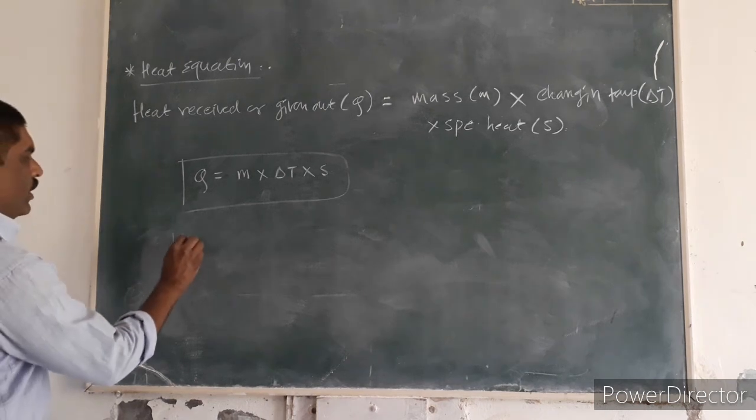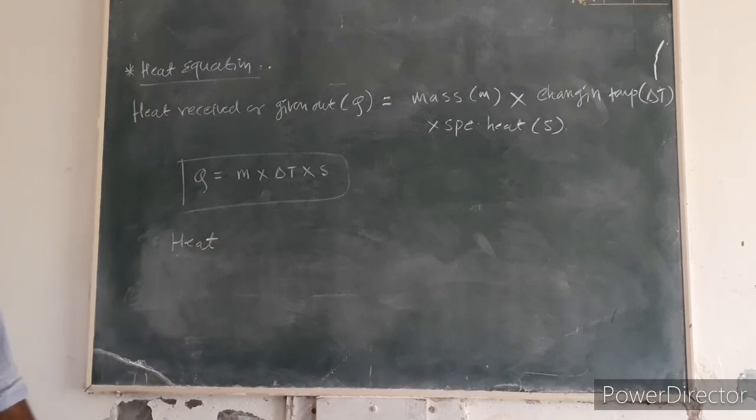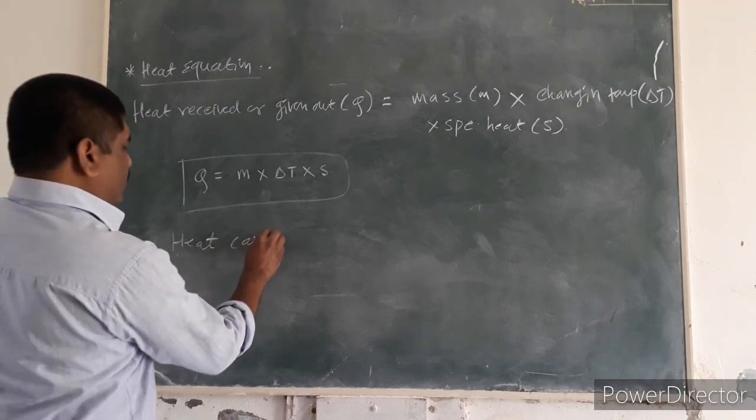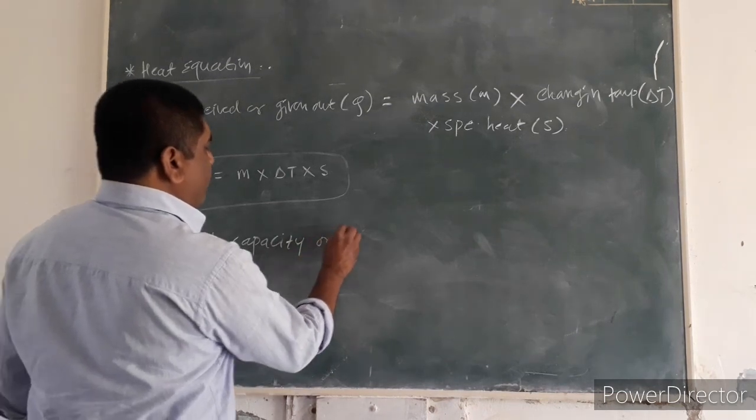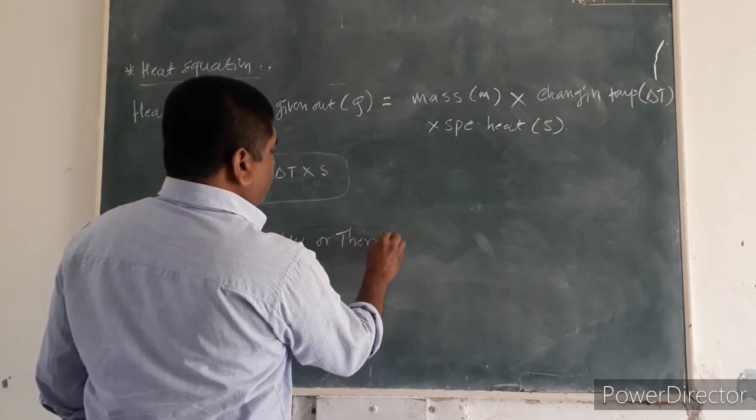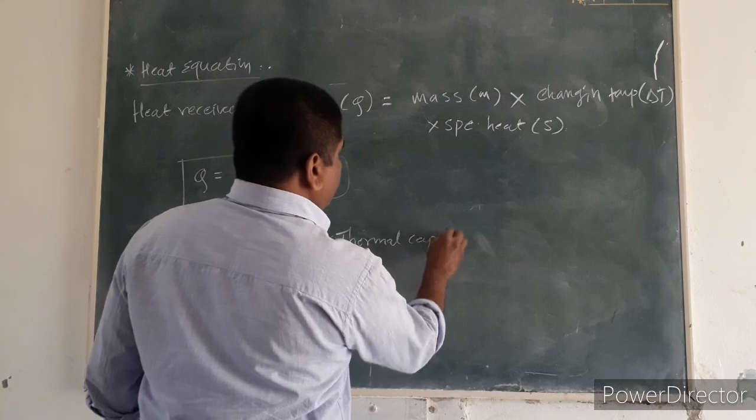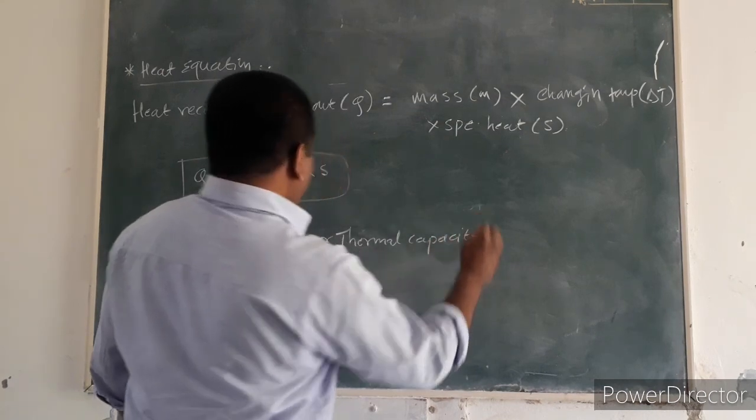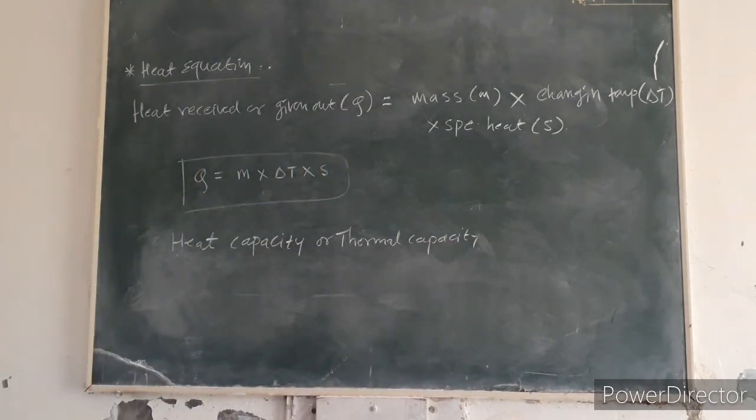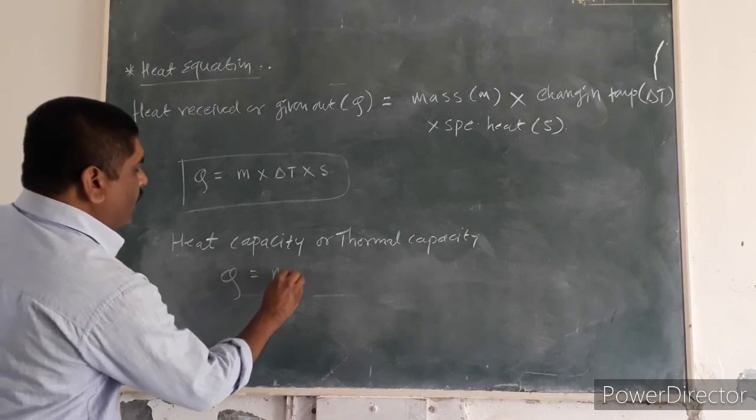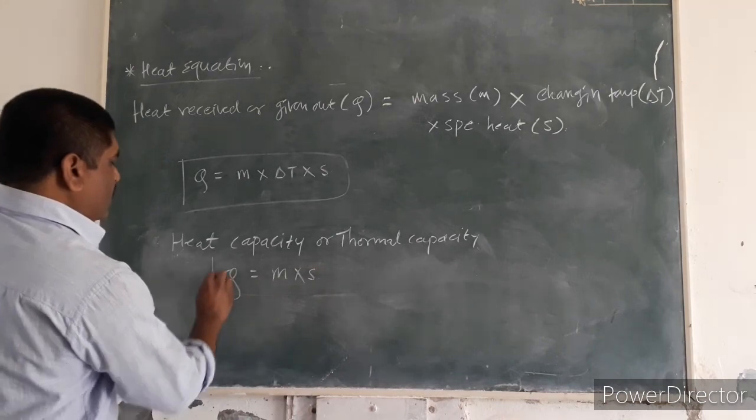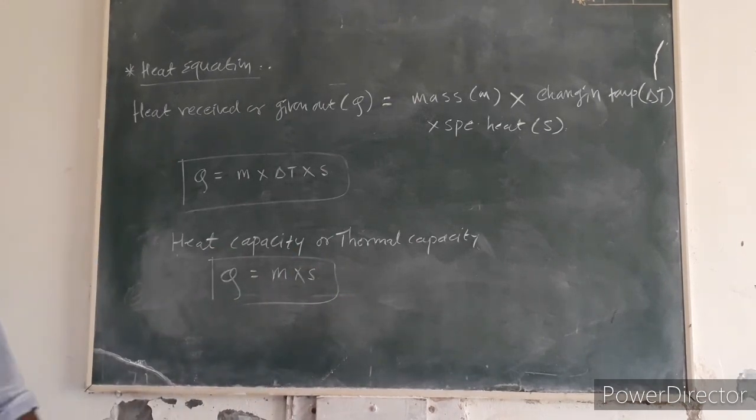Also, the heat capacity is also called thermal capacity. The heat capacity or thermal capacity is given as Q is equal to M into S. This equation gives the heat capacity or thermal capacity.